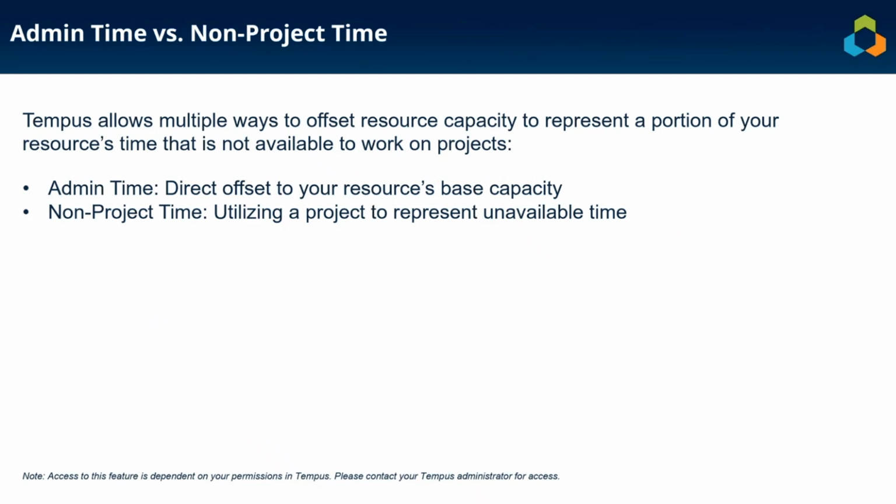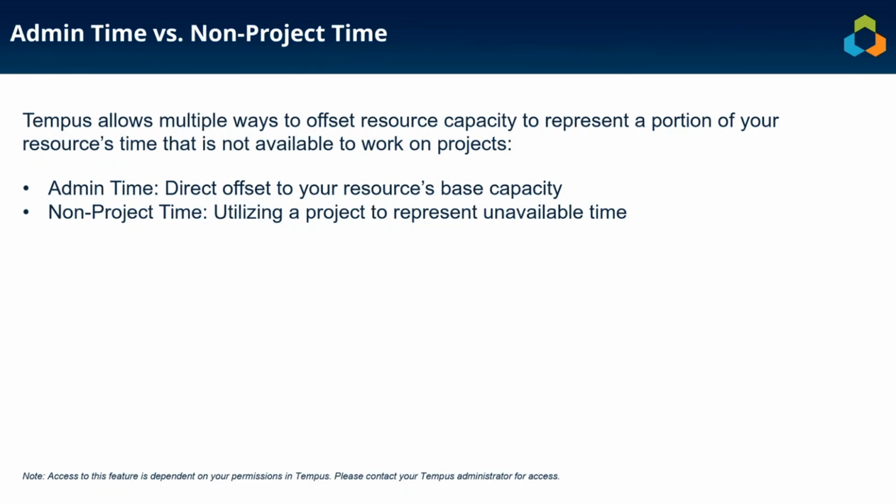Today, we're going to look at two ways that we can account for time that we know our resource is at work, but this time is going to represent the period that they are unavailable to be assigned onto projects. So whether you call this admin time, non-project time, keeping the lights on, it's going to be time that our resources are not available to be assigned onto our projects.